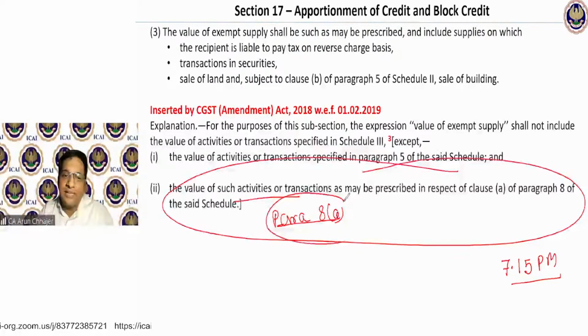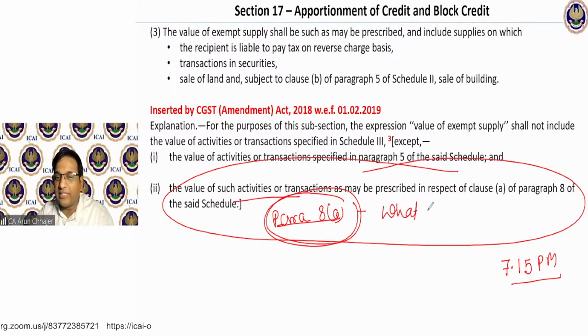But please give the answer to this. What is para 8A? Once we start after the break, we will discuss the impact of schedule 3 on reversal of ITC. But please tell me what para 8A is.